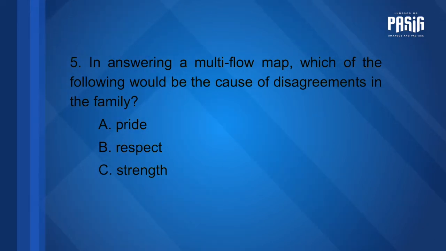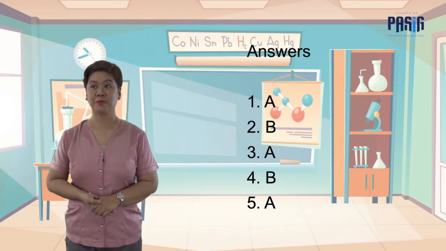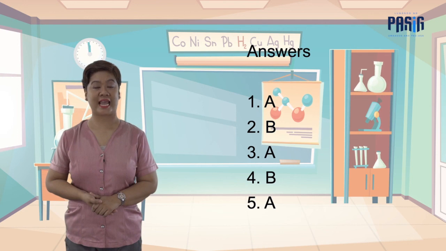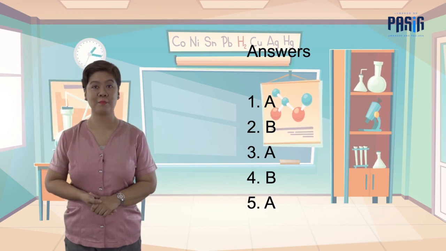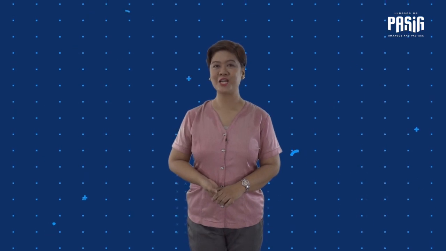Here are the correct answers. Number 1 is letter A, number 2 is B, number 3 is A, number 4 is B, and number 5 is A. And that ends our lesson on nonlinear visuals.